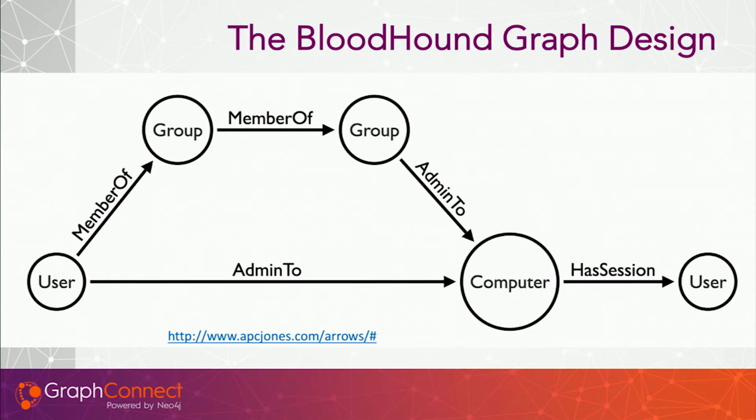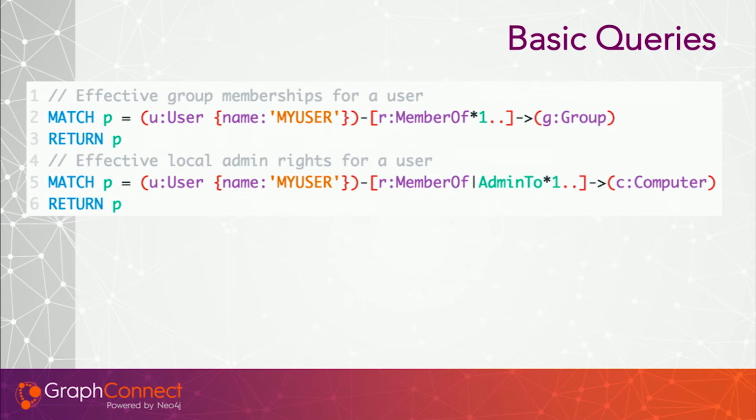It's very simple. The user here on the very far left can be a member of a group, or it can be an admin to a computer. A group can be a member of a group, or it can be an admin to a computer. And then a computer can have a session for a user. And so a path emerges from the user on the bottom left to the user on the bottom right, along the admin to edge, and then the has session edge. Very, very simple. And so the simplicity of this allowed us to write very simple queries. So here are two examples, and I'll show you what this actually looks like in the interface as well. So effective group memberships for a user is one line effectively.